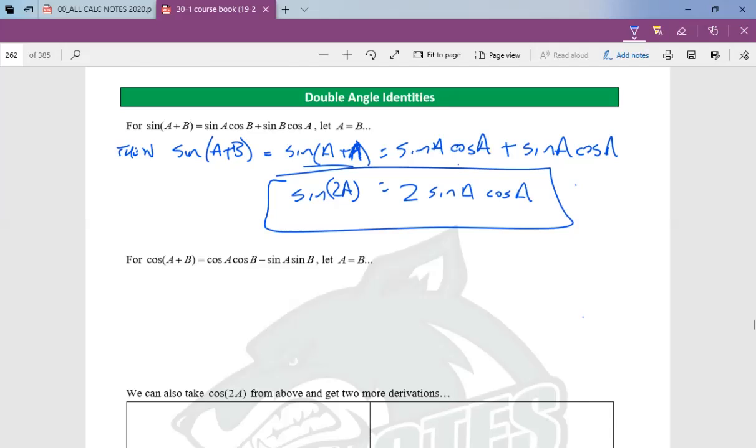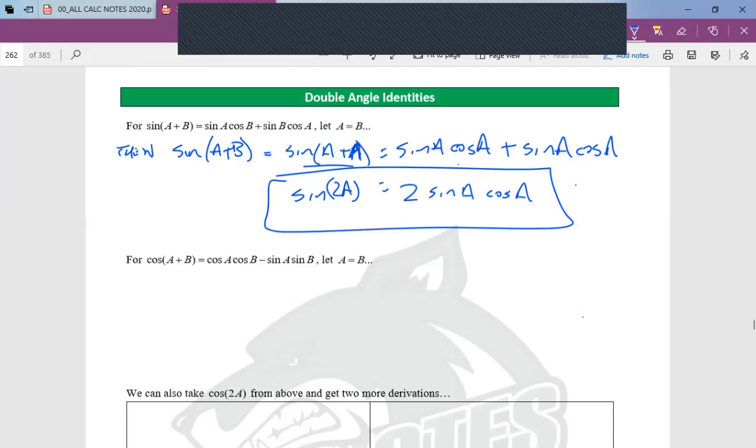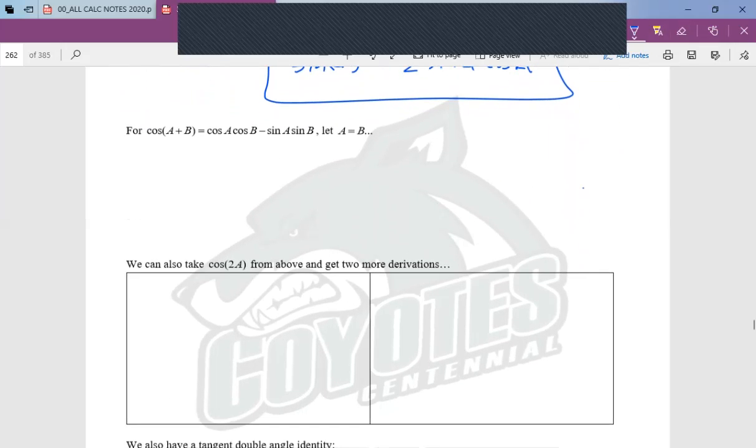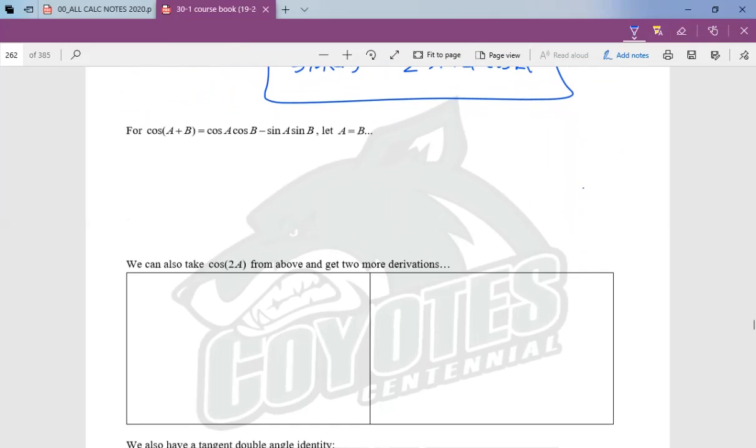Okay, so for cosine, what happens? If we do the same sort of thing for cosine of A plus B, if we let A equal B, remember our cosine formula looks a little different: cos A cos B minus sine A sine B. And if we do this, then cosine of A plus B equals cosine of A plus A now, because they're equal to each other.